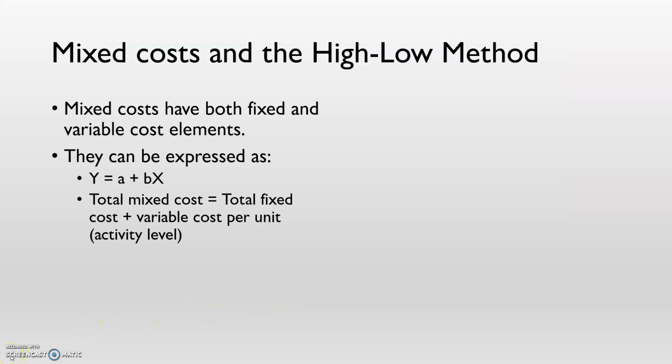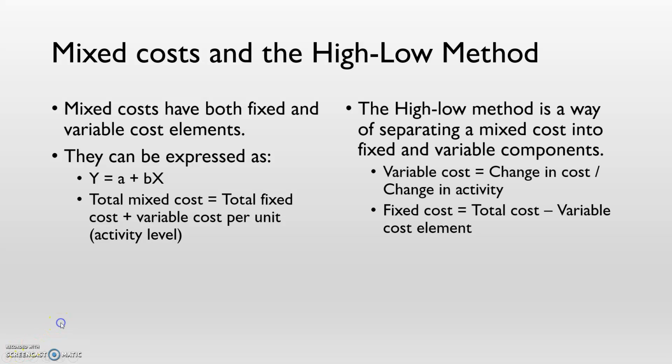Mixed costs have both fixed and variable cost elements and can be expressed by the formula y equals a plus bx, where a is total fixed cost, b is variable cost per unit, and x is the activity level. This equation makes it easy to calculate what the total mixed costs would be for any given level of activity.